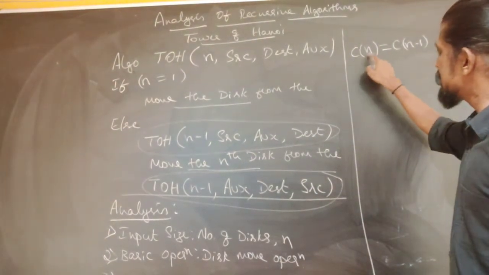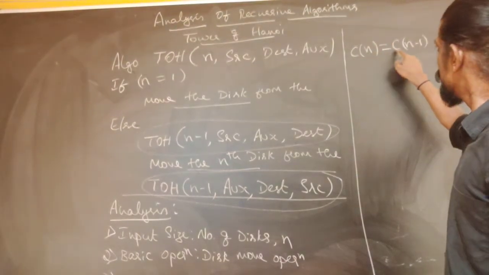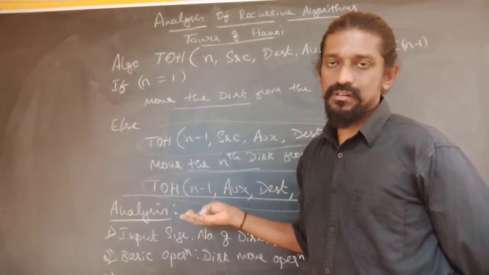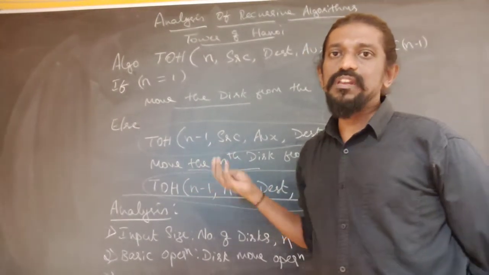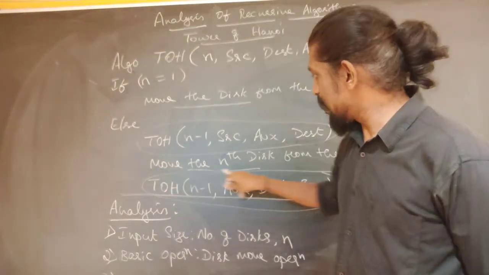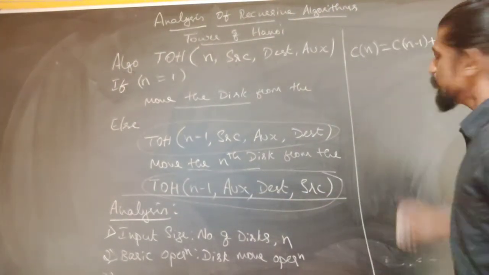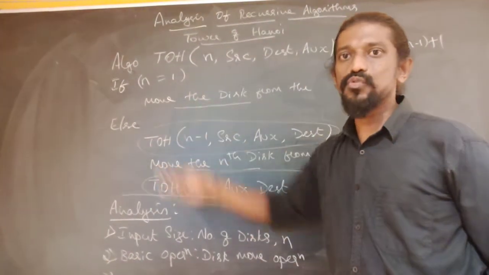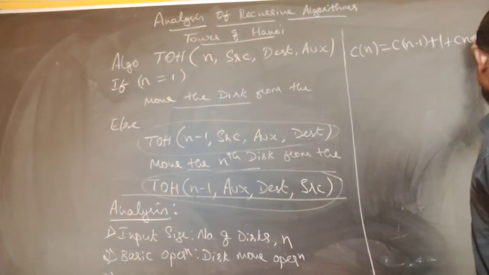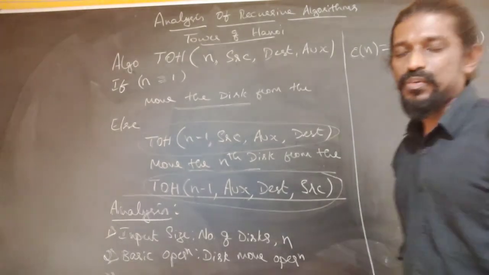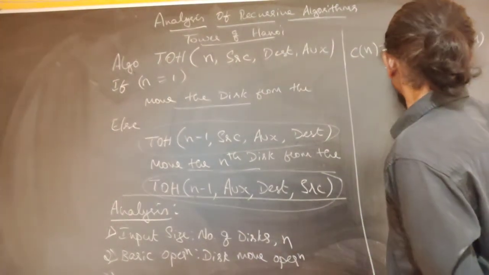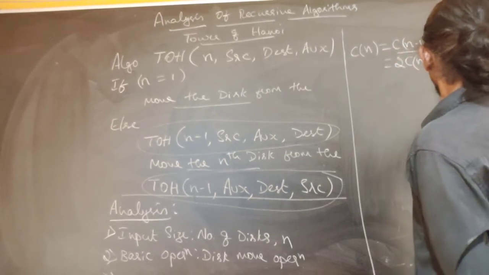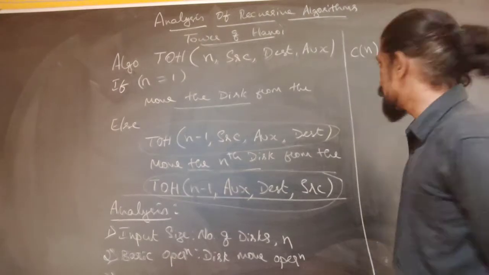The number of times the disk is moved when the input size is n is equal to the number of times the disk is moved when the input size is n minus 1, because that is what is visible over here. The other things are hidden somewhere. We need to find it out. Then there is one disk move over here. We will say plus 1. Once again here, when the input size is n minus 1, some number of disk moves are done. So for that, another C of n minus 1. So this is C of n minus 1, C of n minus 1, we add them: 2 C of n minus 1 plus 1.